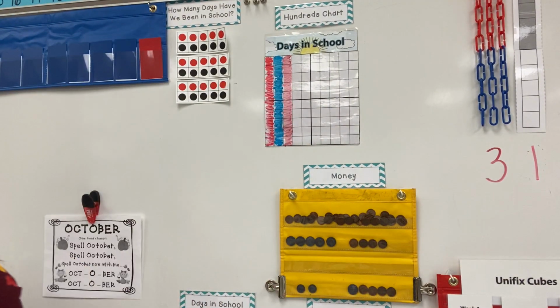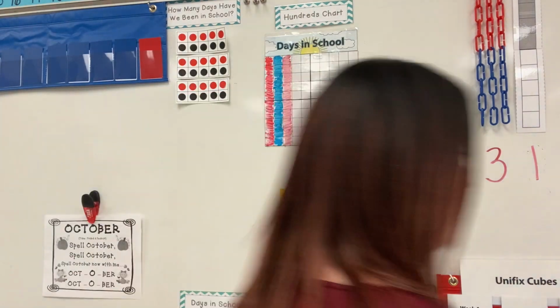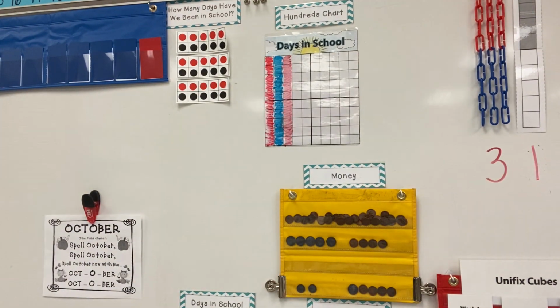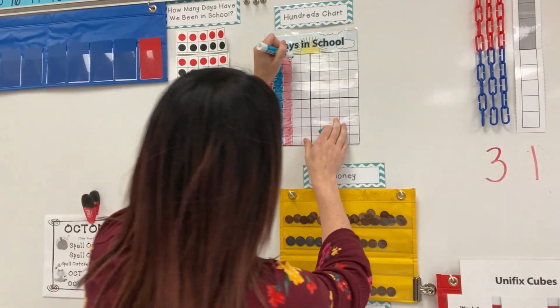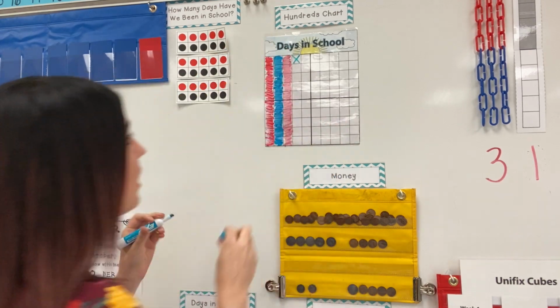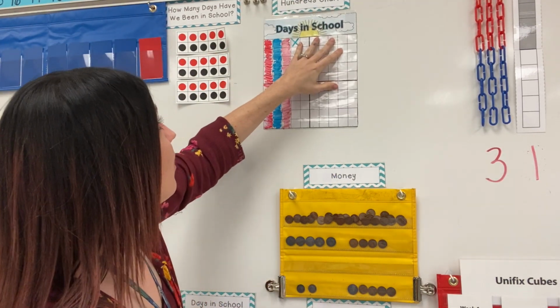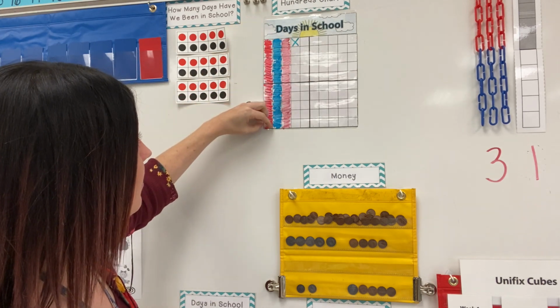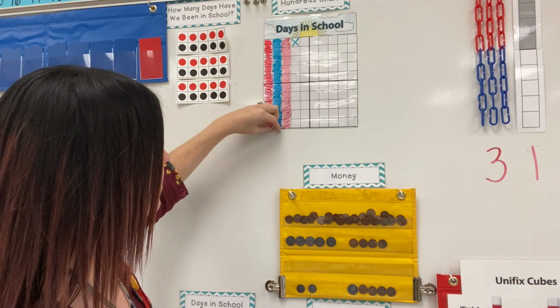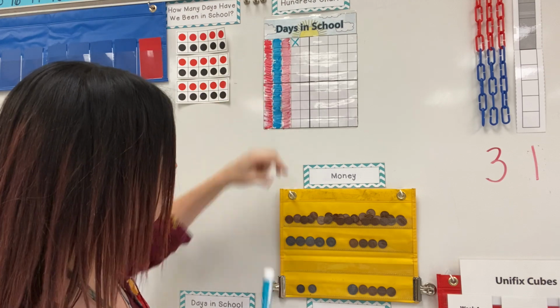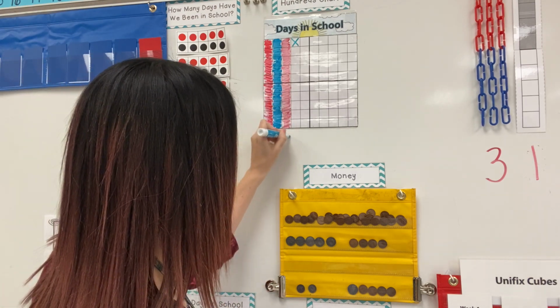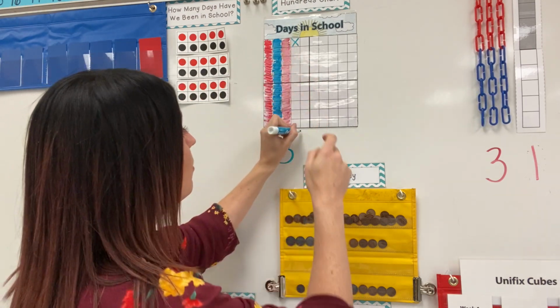Oh, that marker doesn't work. Sorry about that. Here we go. Now let's look at what we have. We have 1 group of 10, 2 groups of 10, 3 groups of 10. We have 3 groups of 10 and 1 more.